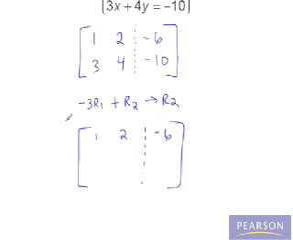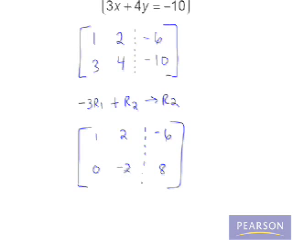Now we'll carry out this row operation. Negative 3 times 1 is negative 3, plus 3 is 0. Negative 3 times 2 is negative 6, plus 4 is negative 2. And negative 3 times negative 6 is positive 18, minus 10 is positive 8. So I got my upper left hand corner to be a 1, used it to make the rest of the column zeros. Now we'll jump over to the next position on the main diagonal.